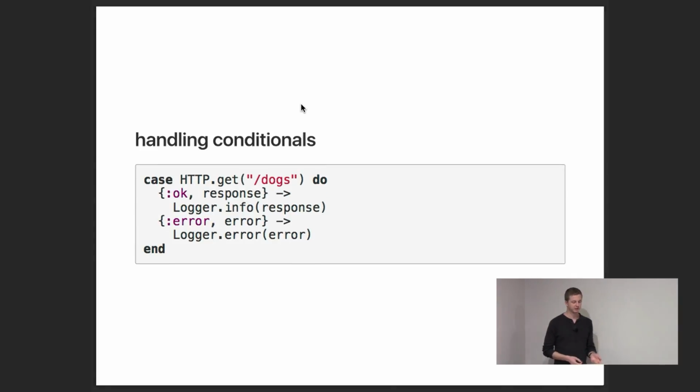So one of the ways we handle errors is using the case expression. The first thing that you put between case and do is the thing that you want to test, and then each match here will be the possible thing you could get. So like if we get OK and then the response, we're going to log it. If we get error, we're going to log out the error. And there could be an infinite number of these possibilities.